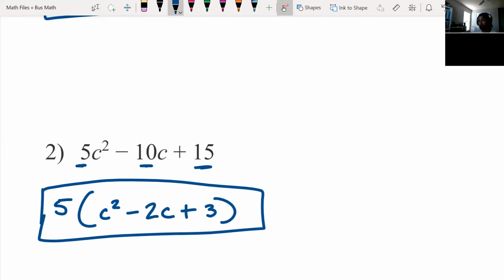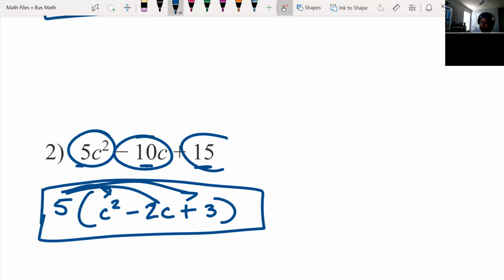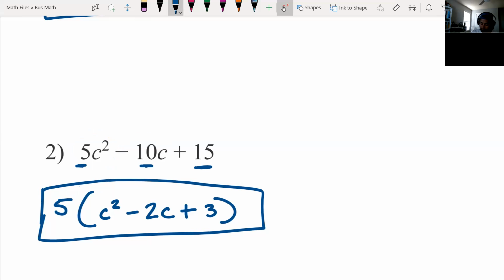Nothing else we can do there. And again, check your work. Make sure it's good. 5 times c squared is 5c squared. 5 times negative 2c is negative 10c. And 5 times 3 is 15. So it all checks out. All right. Everybody good so far?